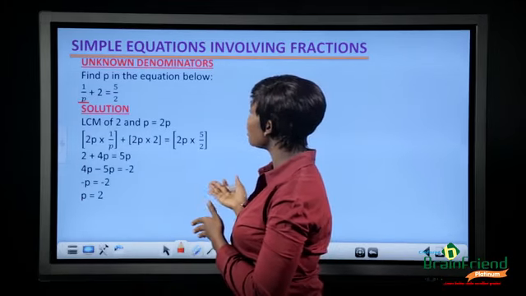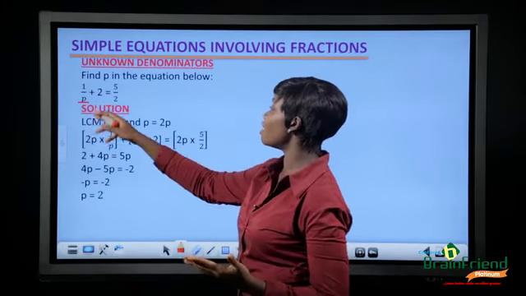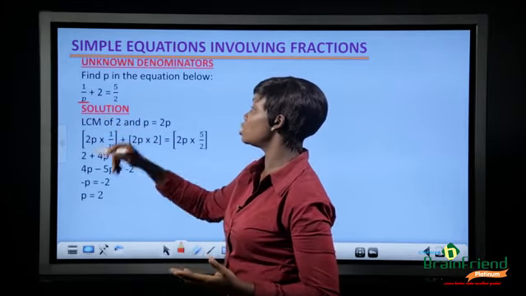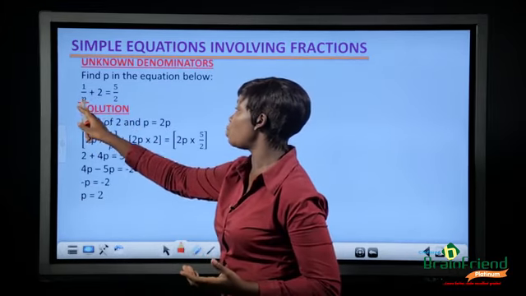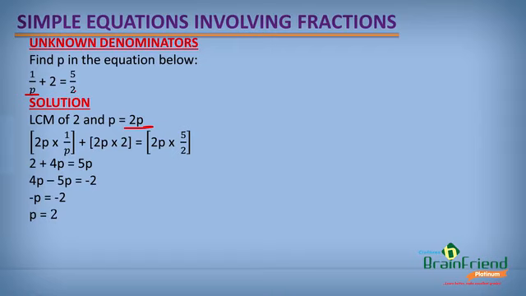We apply the same method we used before. We find the LCM of the two denominators. Find the LCM of p and 2. LCM of 2 and p is 2p. So we multiply the LCM by each term in the equation, the left-hand side and the right-hand side. So we have 2p times 1 over p plus 2p times 2 is equal to 2p times 5 over 2.